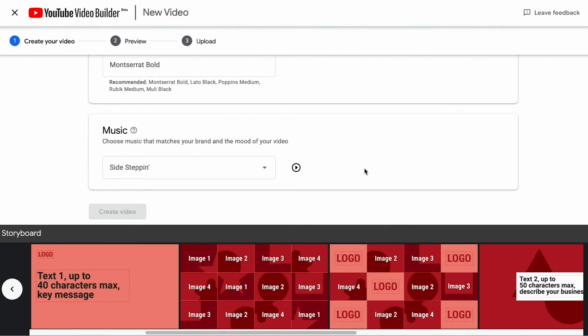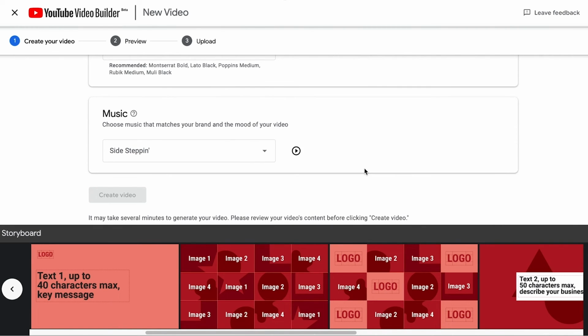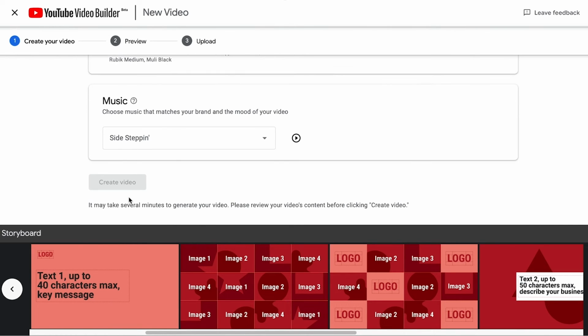So the moment that you're all happy with this information, the only thing that you need to do is click on create video, and that will make sure that you're actually creating your video automatically. It can take a few minutes, normally between 1 or 2 minutes, to create the video itself, but it's that easy, so no more information needed.